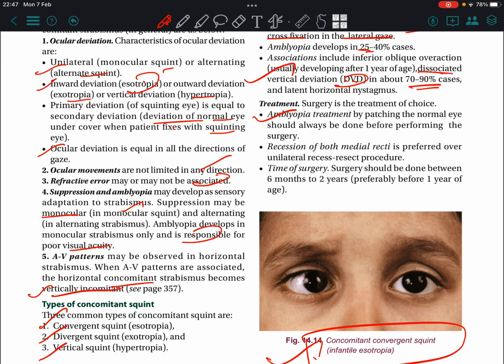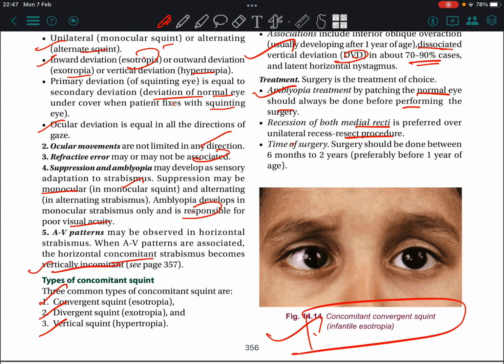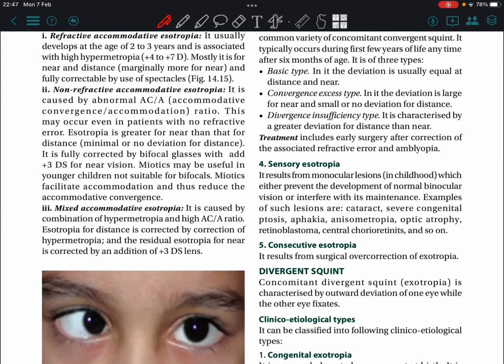Treatment is surgery. Ambulatory treatment by patching the normal eye should always be done before performing surgery. Recession of both medial recti is preferred over the unilateral recess-resect procedure. Surgery should be done between 6 months to 2 years, preferably at 1 year.